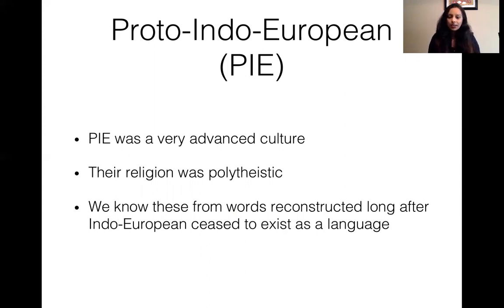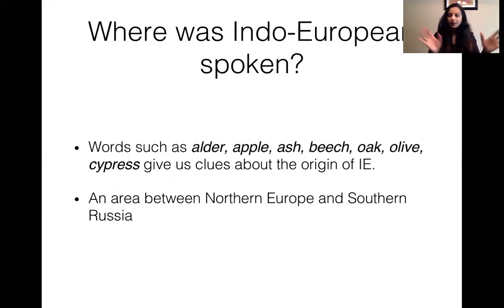What we know of PIE is basically that the people who spoke Proto-Indo-European had a very advanced culture and their religion was polytheistic. And the language of Proto-Indo-European is actually being reconstructed. I'm going to talk about reconstruction in a minute, but it's basically words such as these that give us a clue about the origin of Indo-European.